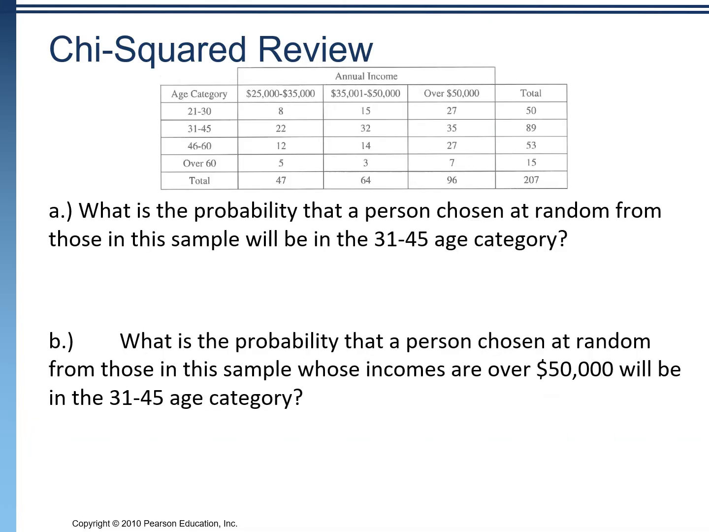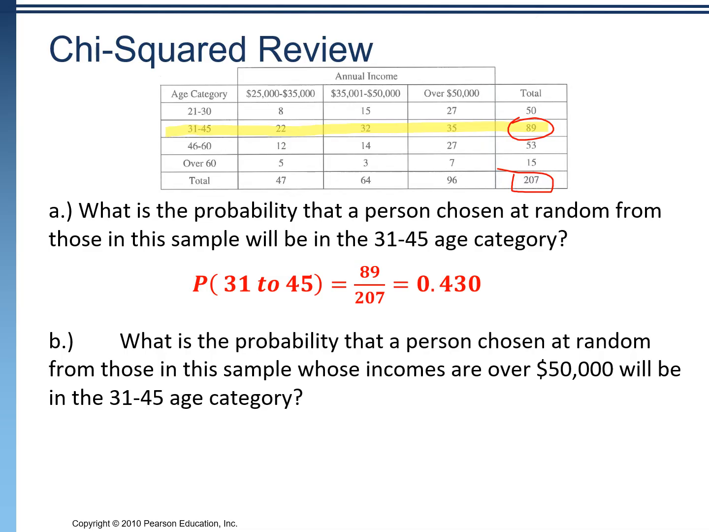So we'll start off with just some basic probability problems. What's the probability that a person chosen at random from those in this sample will be in the 31 to 45 age category? So we are looking at this row right here. That's our 31 to 45. In particular, this value right here is the sum of everything in that row. And that's just going to go over top of the total number of people in the table, which is in that bottom right corner. So we have 89 out of 207, which is about 43%.